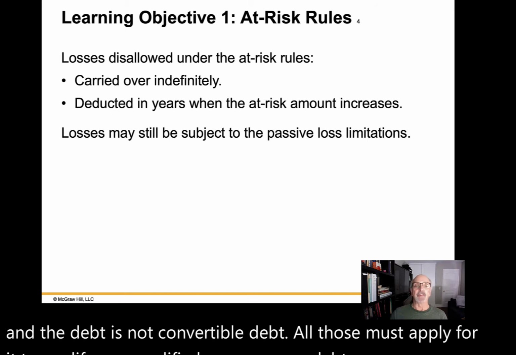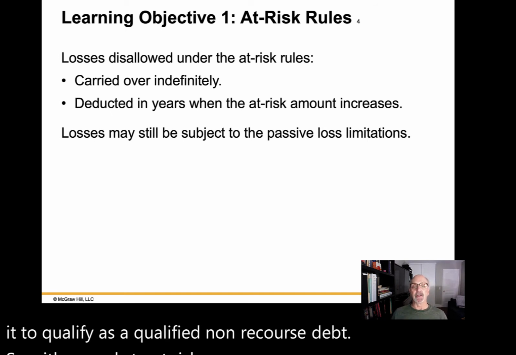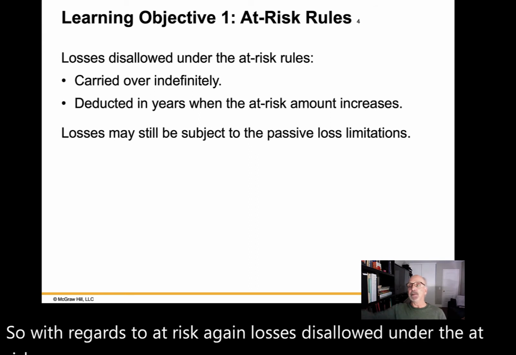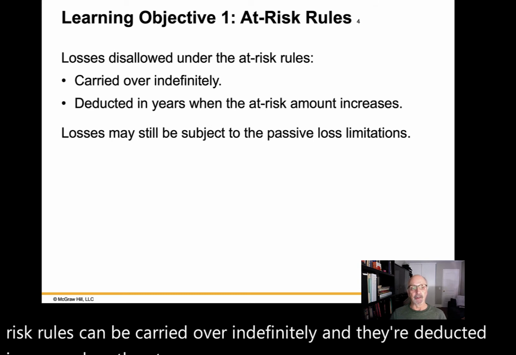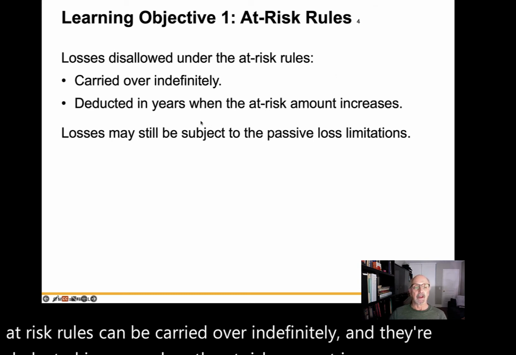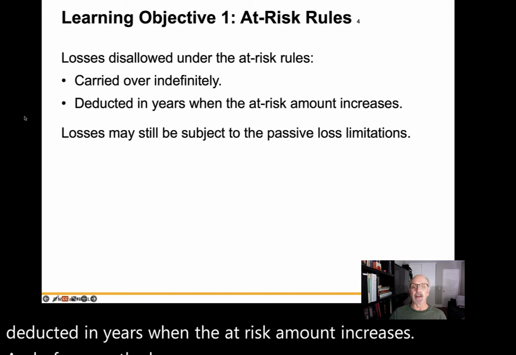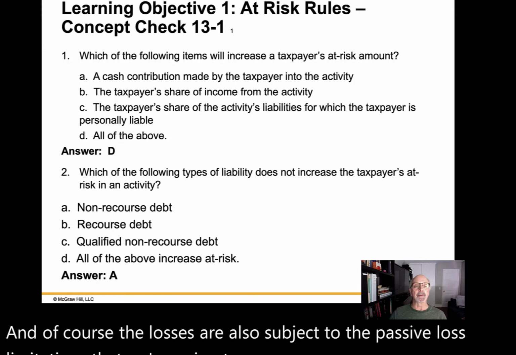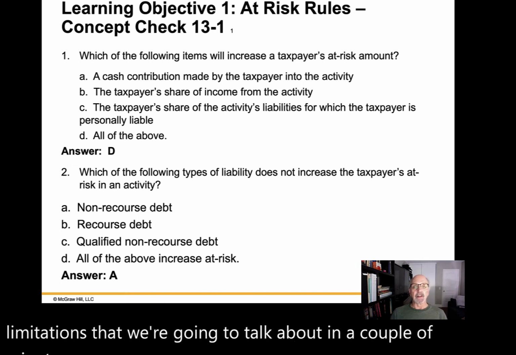So with regards to at-risk again, losses disallowed under the at-risk rules can be carried over indefinitely, and they're deducted in years when the at-risk amount increases. And of course, the losses are also subject to the passive loss limitations that we're going to talk about in a couple of minutes. So let's take a look at some questions here.